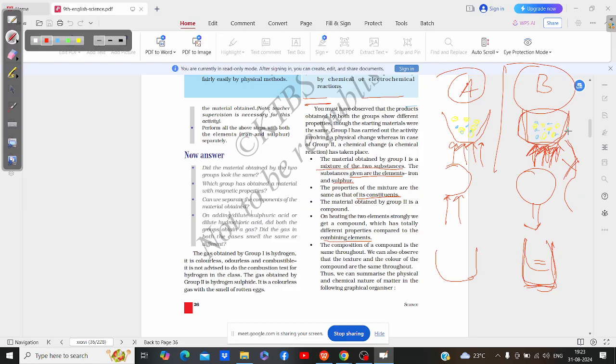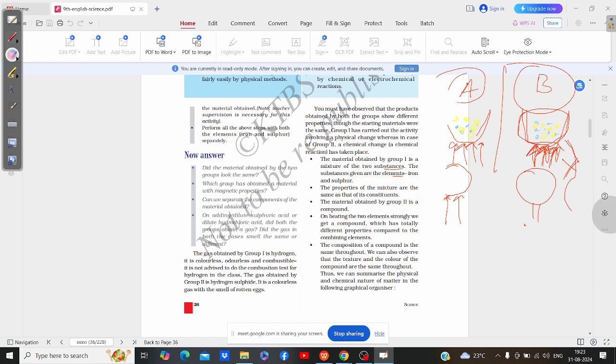So what can we see in this activity? In group A we see physical changes taking place. In group B we see chemical changes also taking place, right? That is the main difference between a mixture and a compound. Above, we have seen some differences they have given in the book. We will go one by one and understand it very well.